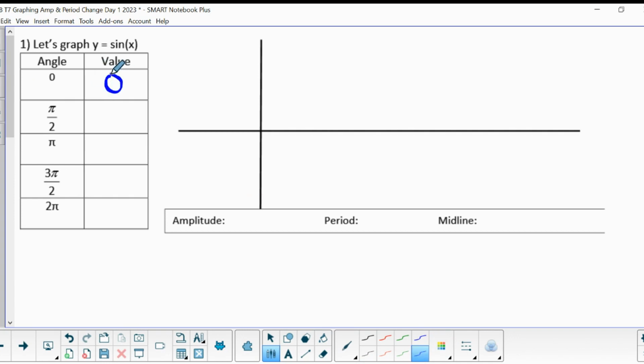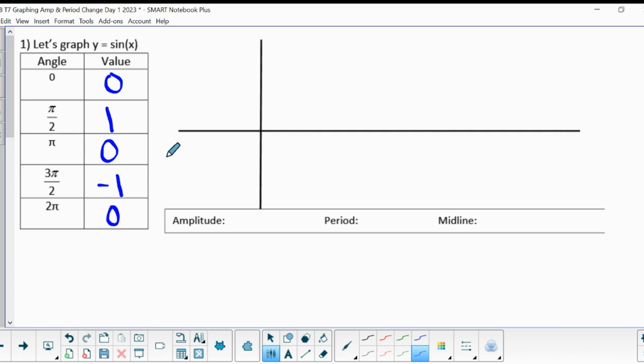All right, so 0. Then at pi over 2, the sine value is 1. Then at pi, the sine value is back to 0. At 3 pi over 2, the sine value is negative 1. And at 2 pi, the sine value is back to 0.